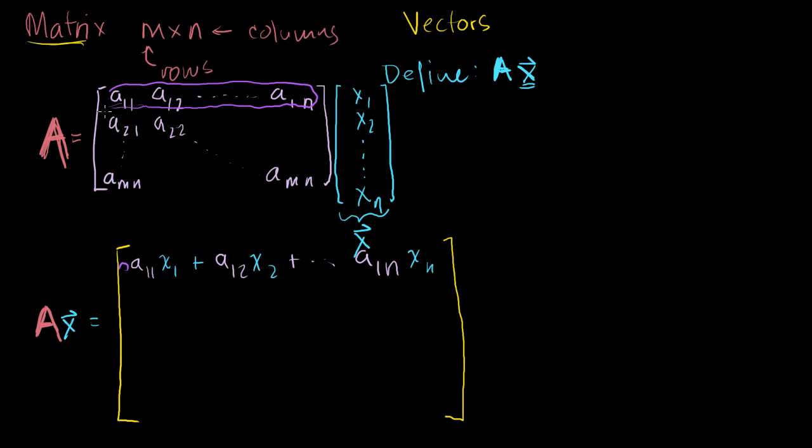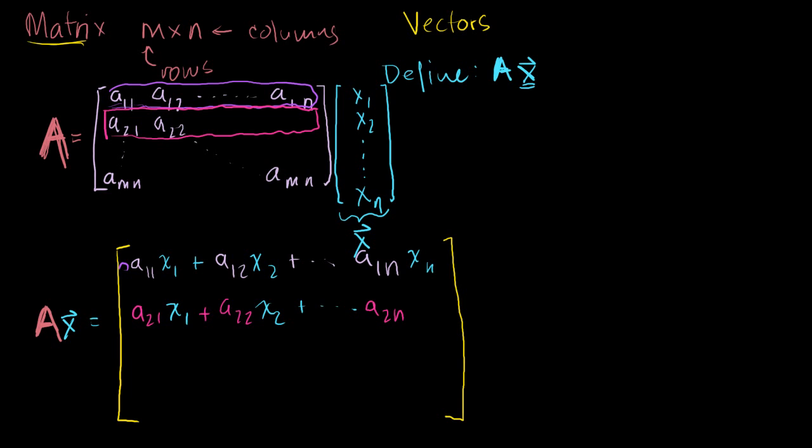Now the second row, I want to do it in a different color. The second row, remember this is a definition. Human beings came up with this. Nothing about nature said we had to do it this way, but it's just nice and convenient. So our second row will have A21 times x1. We'll just do the whole thing over again, but this time we're multiplying this row times this column vector. So A21 times x1 plus A22 times x2 all the way until we get to A2n. I wanted to do that in magenta.